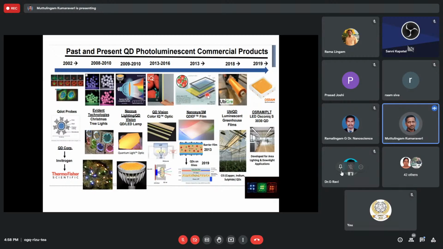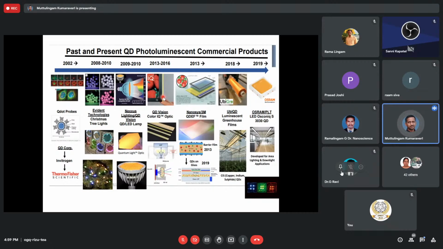And the first television display came with the Sony and QD Vision collaboration. They made it with the color filter as well, the Color IQ optic filter made by QD Vision. They used it to make the first television, which came out in 2013 to 16. The lifetime was not very good, but still they made it at that time.